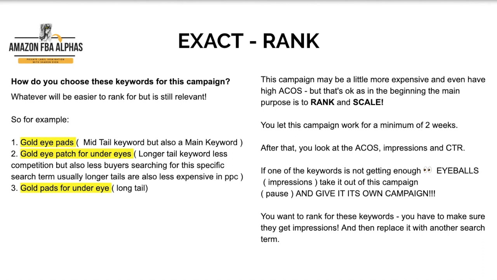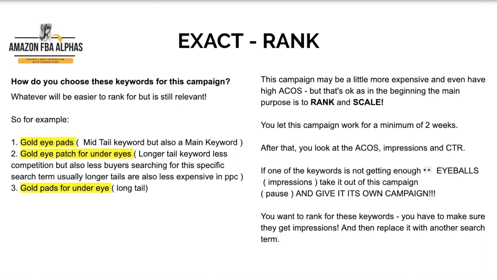You need to pause it and give it its own campaign. You want to rank for these keywords, so you have to make sure they get impressions, and then replace it with another search term. So if you've put in here 3 keywords, gold eye pads, gold eye patch for under eyes, and gold pads for under eye, because you've used Helium 10 and either Magnet or Cerebro, and you've come up with the fact that these keywords are going to be easiest for you to rank on.